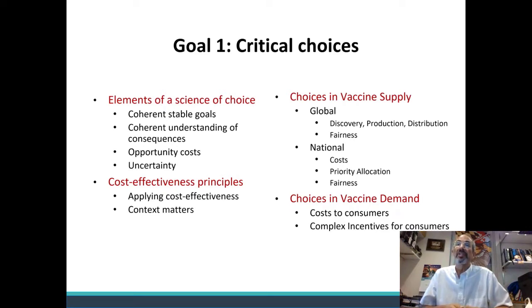We want to have nations make choices that are fair according to locally understood principles of fairness, as well as appeals to global ethical principles. On the demand side, we know that customers face costs even when there's a free vaccine. And customers face complex incentives that are so much more difficult than just paying money in order to get a consumer product. There is fear, there's uncertainty, there's social cohesion, stigma. All of these things are going on the demand side, and we want economics to help us understand that.